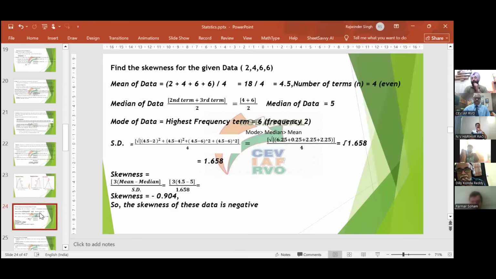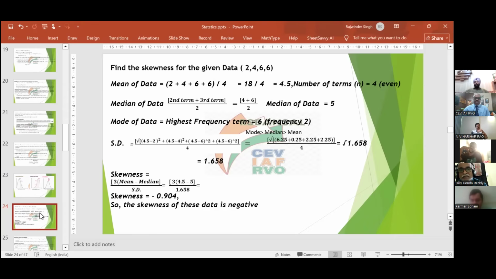So we will take an example that will make things clear. Find the skewness of the given data 2, 4, 6, and 6. First of all, you find the mean of the data: 2 plus 4 plus 6 plus 6 divided by 4, 18 by 4, 4.5 is the mean of the data. The number of terms is 4, even. So for the median, you take the average of the middle two, 4 plus 6 by 2. The median of the data is 5.